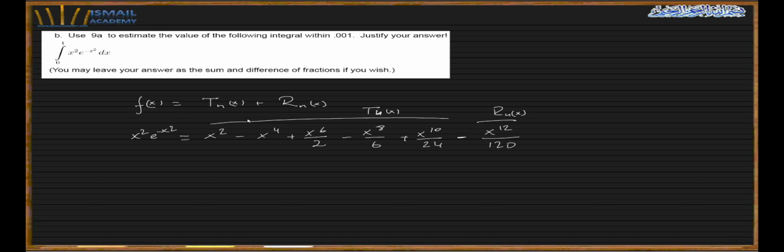Now keep in mind I need to show that the answer we get from here is the right estimation within that error. So in that case, I need to show that the absolute value of f(x) minus that estimation, which is equal to the absolute value of R_n(x), should be less than or equal to 0.001. If I have that statement true, that means my estimation is the right estimation. So here I need to integrate from 0 to 1 dx.